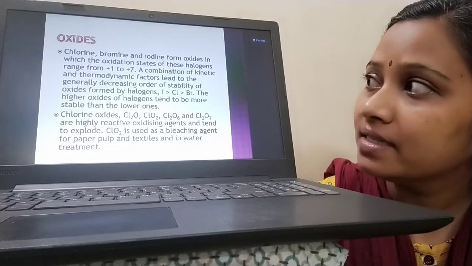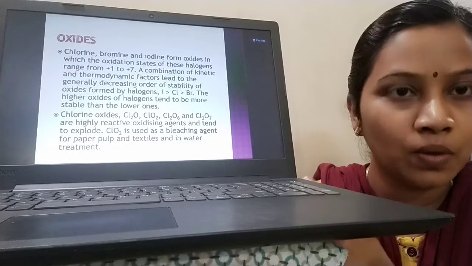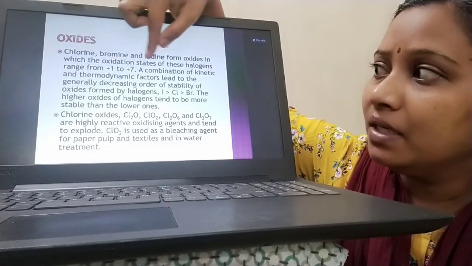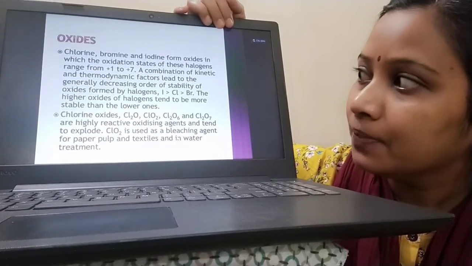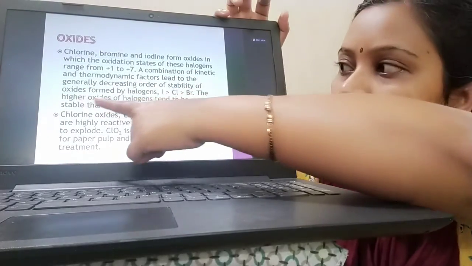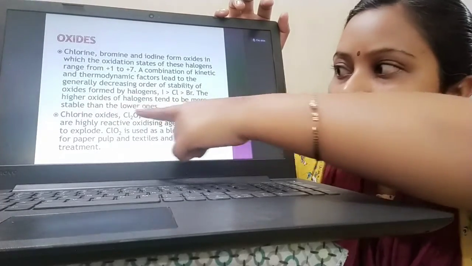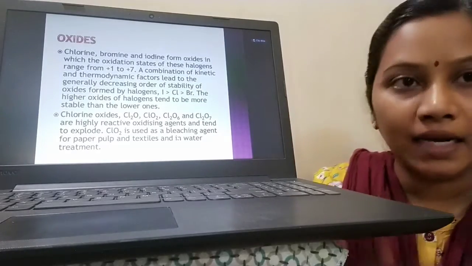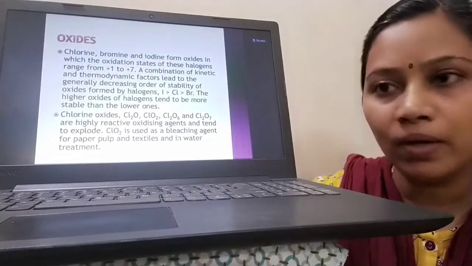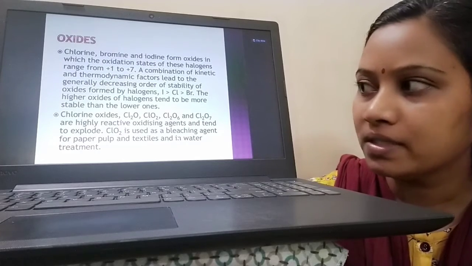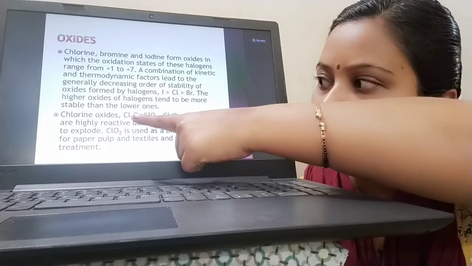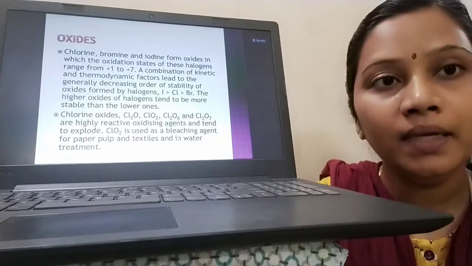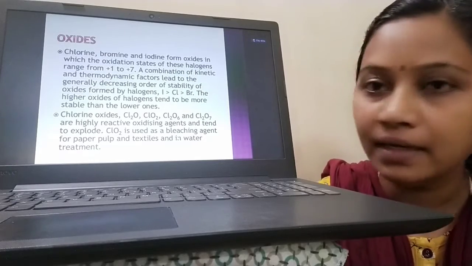As we have already discussed, their oxidation states range from +1 to +7. A lot of factors are responsible for the instability of these oxides formed by halogens. For example, the higher oxides of halogens are more stable than the lower oxides. Oxides formed from the higher halogens are more stable compared to the lower ones. Now see the example of chlorine oxides. As I told you, it is able to form oxides with one oxygen, two oxygen, six oxygen and seven oxygen. These are highly reactive oxidizing agents and tend to explode.